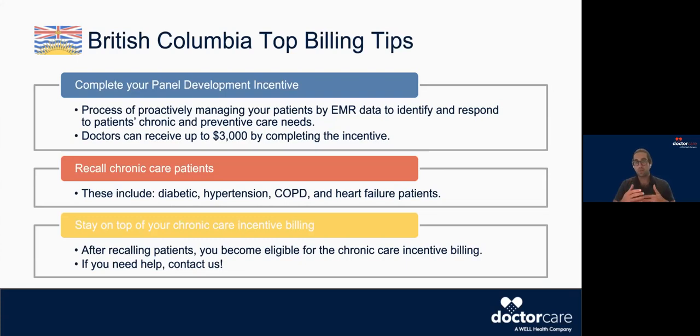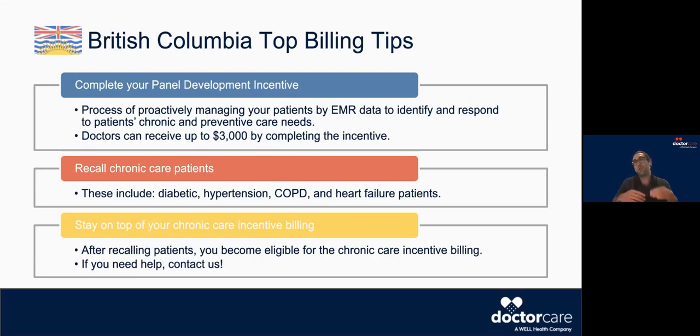And then on that same theme of proactively recalling patients, it's always best to recall these chronic care patients on a regular basis to get the best care for patients, and it pays well. So we're thinking diabetics, hypertension, COPD, and heart failure are the four the ministry highlighted for those incentive codes. And not only is that best practice, but it also gets paid well.